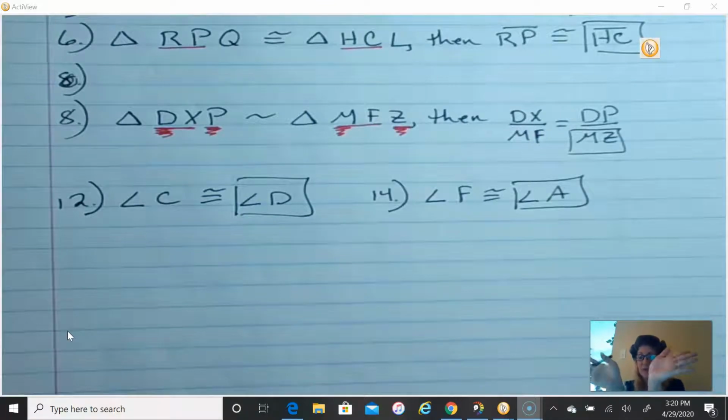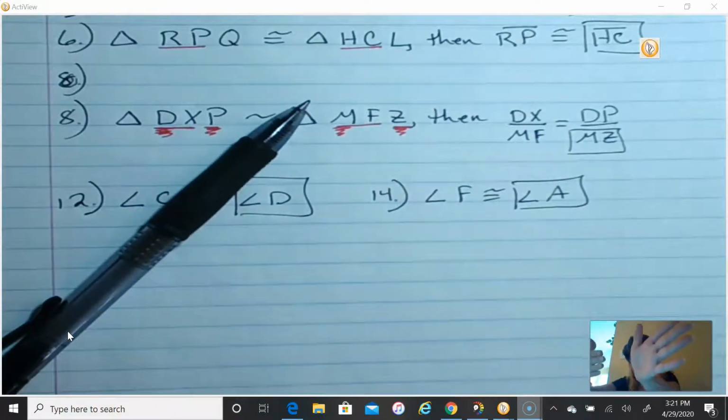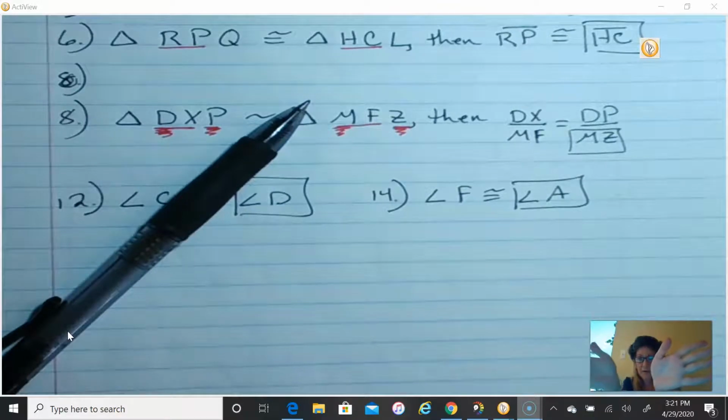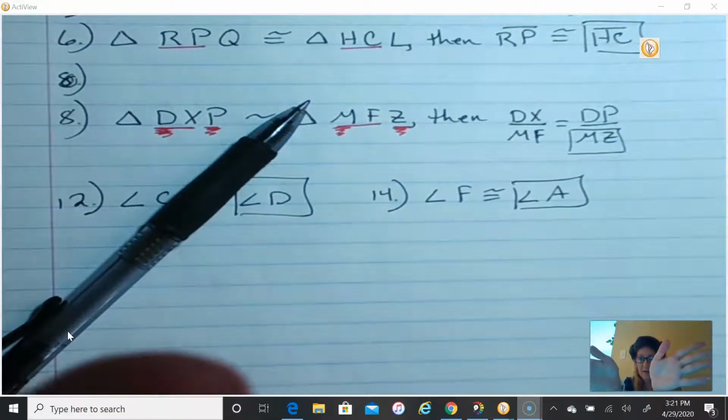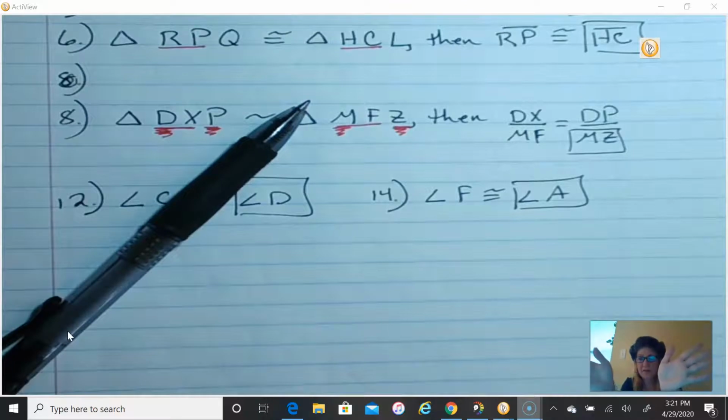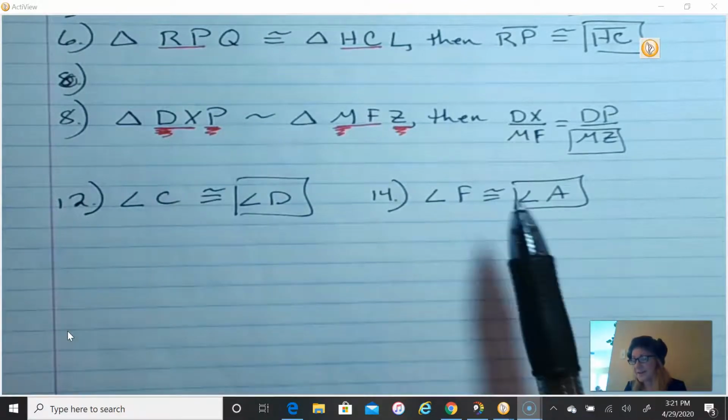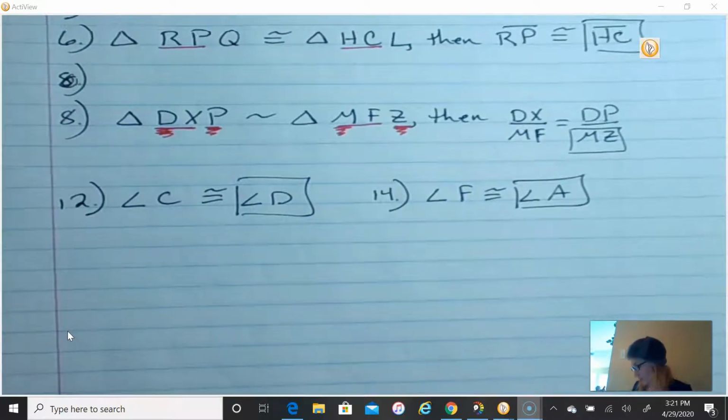The two triangles are like, instead of being like this, they're flipped. Okay? So like here and here would be the same. So they're flipped like a mirror. Okay? So check to see why F and A correspond with each other.